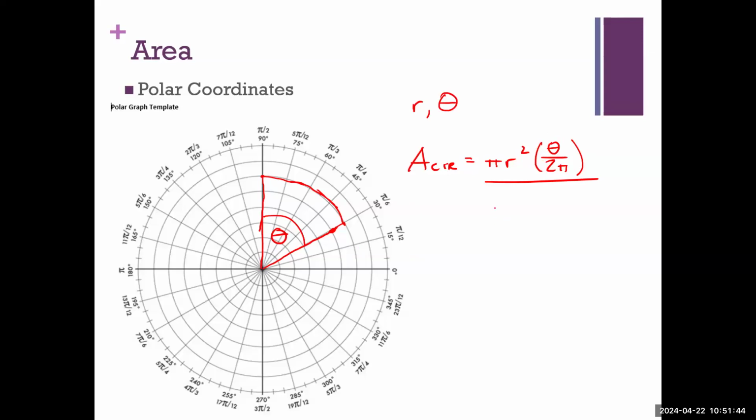First, I'd like to simplify this a little bit. This comes out to be what? 1/2 r squared theta. So this is how you find the area of a sector.